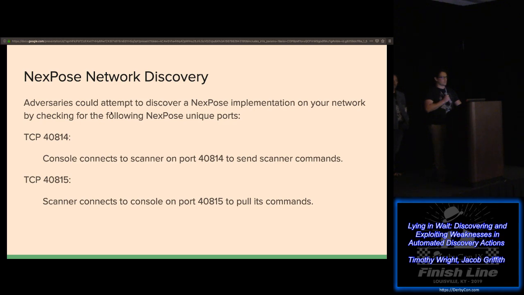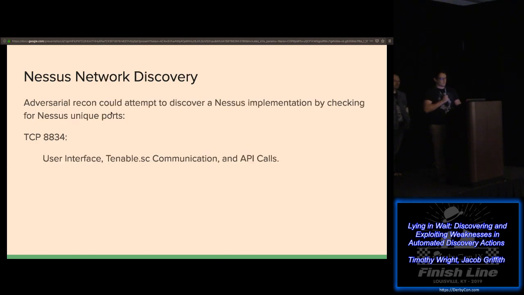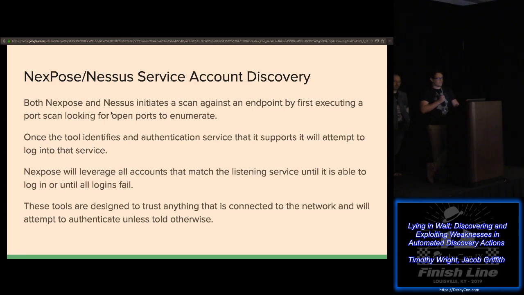For NexPose, that would be TCP 4814 and TCP 4815. TCP 4814 is used for the console to connect to the scanner and send the scanner commands. On 4815, the scanner connects to the console and retrieves its commands. Nessus also uses a unique port, 8834, and it uses this for user interface, Tenable SC communication, and API calls.